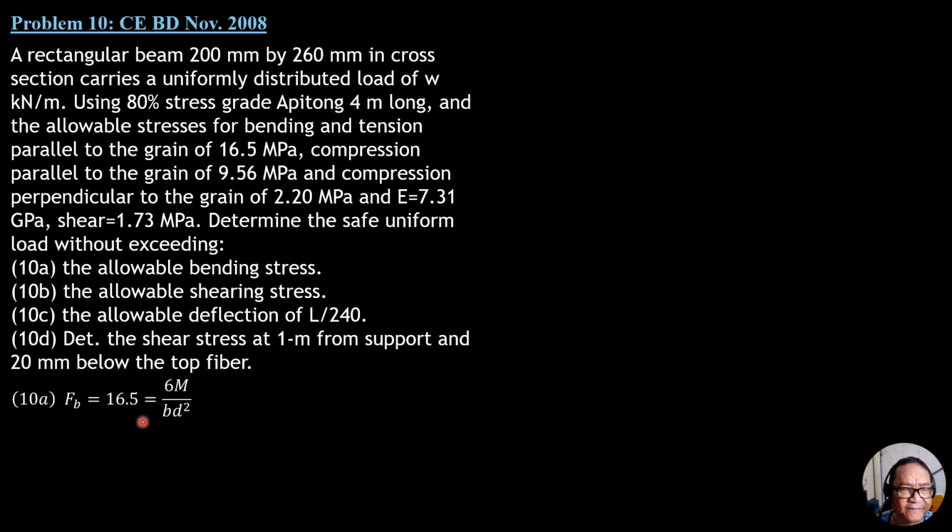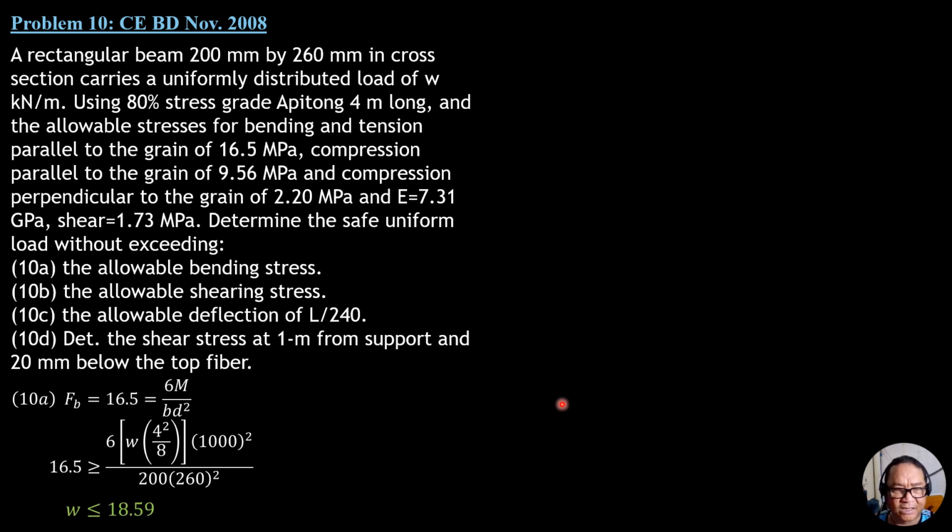So 16.5 equals 6M. Moment should be converted to Newton mm, so we multiply 1000 square. B is 200 mm, and depth is 260 mm. So 16.5 should be greater or equal to 6 times WL square over 8 times 1000 square to convert it to Newton mm, and divided by 200, 260 square. So from there, W should be less than equal to 18.59 kilonewtons per meter.